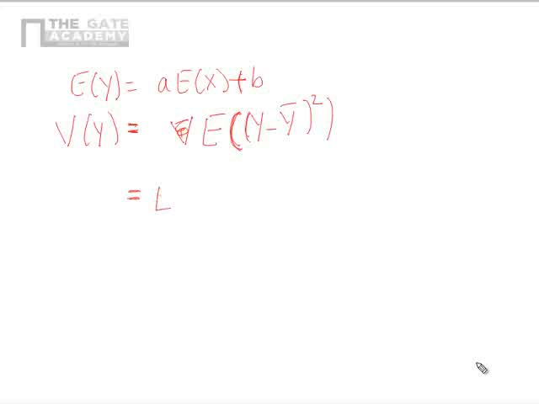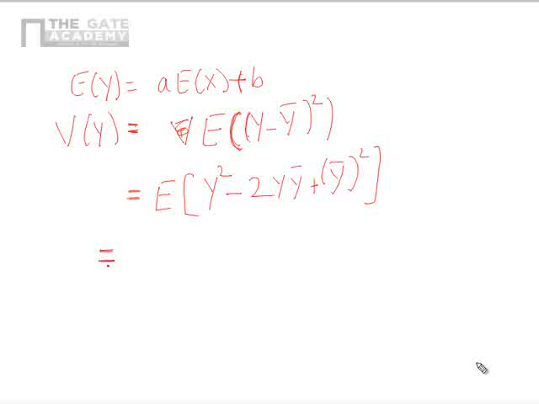So this is E of y square minus 2y bar plus y bar the whole square. Correct? Yes or no? This is what it is going to give you. Correct? Yes or no? Now, I have just expanded the whole square relation here.